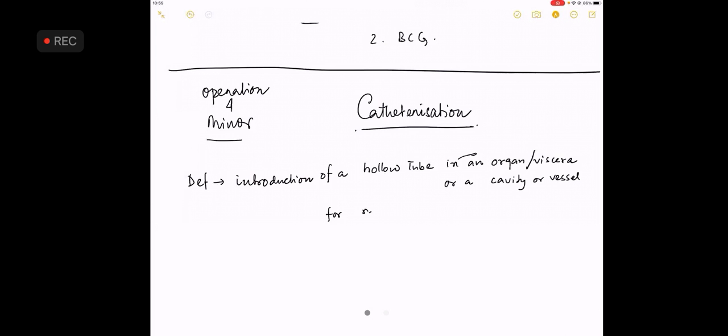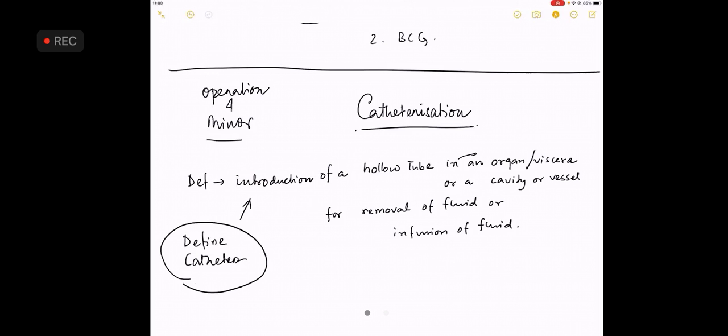for removal of fluid or infusion of fluid. And I will not be getting this definition elsewhere. Examiners will ask you, define a catheter. This is a question people are really in doubt about, where will the definition of a catheter be found. This is how a catheter is defined. It's a hollow tube that is inserted into an organ, viscera, cavity, vessel for removal of a fluid or infusion of a fluid.